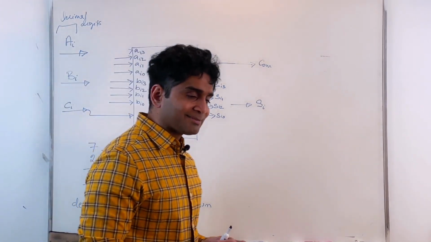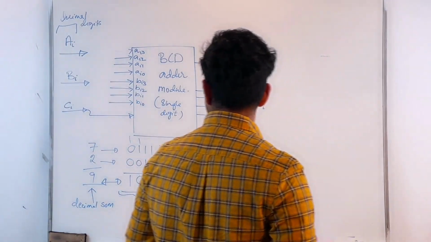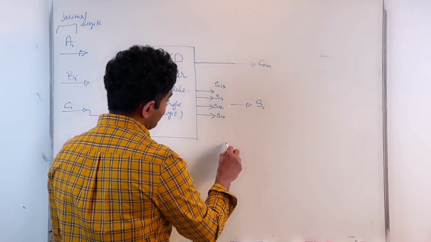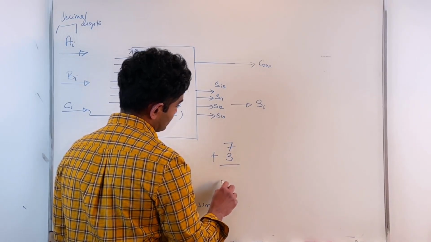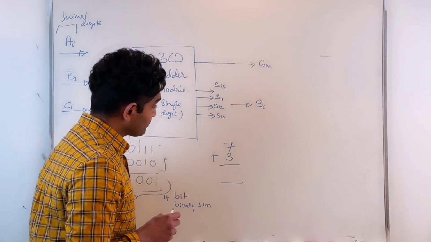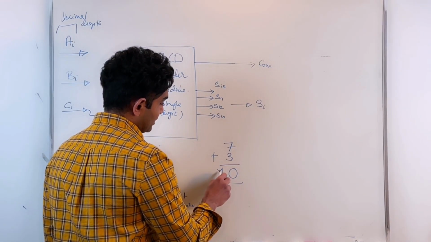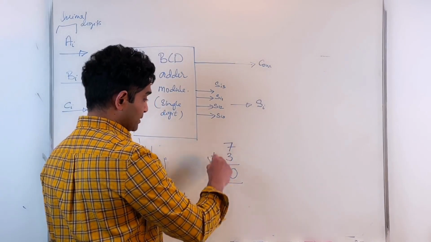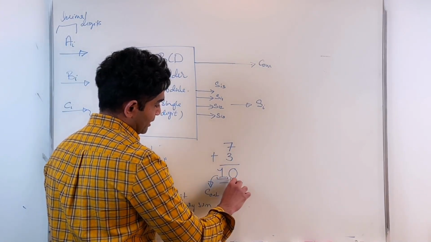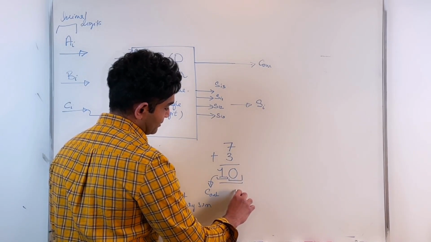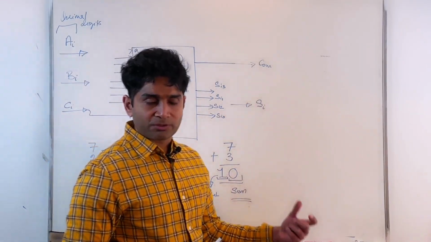Now, unfortunately, that's not true for all the cases. All right, let's take an example. What happens when I add, for example, 7 plus 3? My correct decimal sum should read 10, right? In other words, my 1 in this case is a carry out, and this is the actual sum. So 1 is the carry out, 0 is the sum.